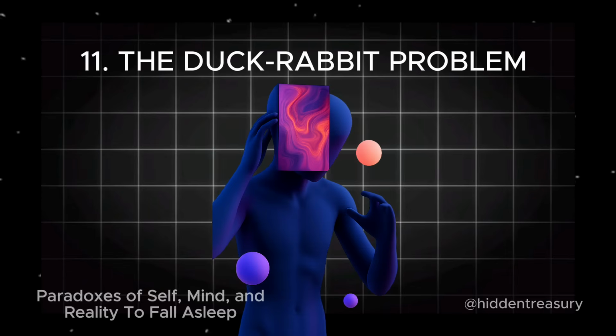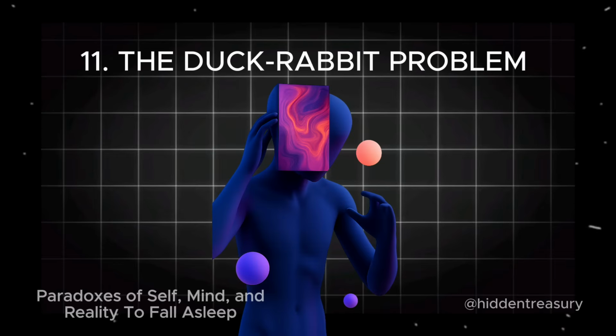The duck rabbit problem also connects to bigger philosophical questions about reality. If two people can look at the same image and see different things, what does that say about the nature of reality itself? Is there an objective truth, or is everything a matter of interpretation? Wittgenstein used the duck rabbit to argue that meaning is not inherent in objects, but is created by how we use and interpret them. This idea challenges the notion that there is a single, absolute way to view the world. Instead, it suggests that reality is more fluid and subjective than we might think.